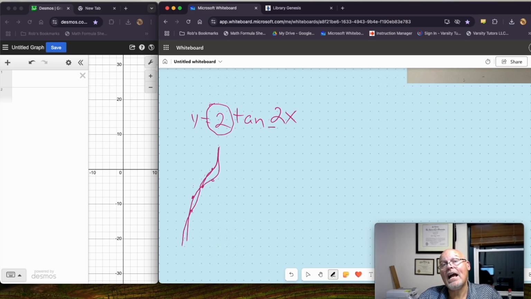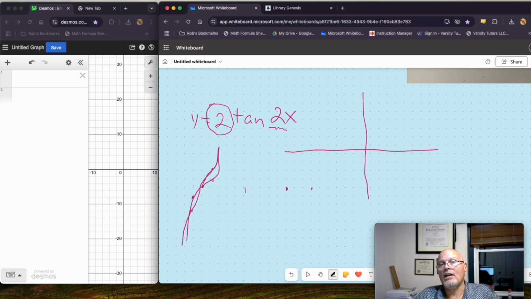Now, for 2x, that's going to compress my graph, because whereas normally tangent of x cycles through from 0 to 2 pi, now I'm going to do the same thing between 0 and pi. So everything's going to get cut in half.